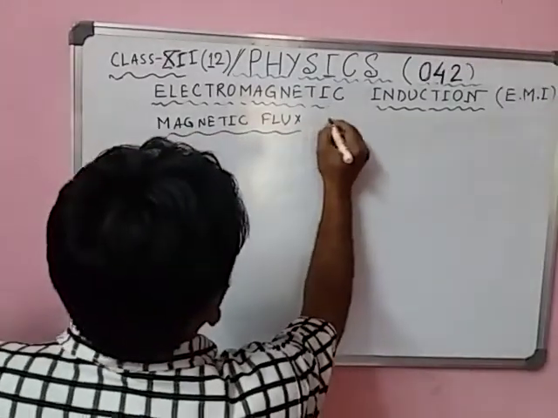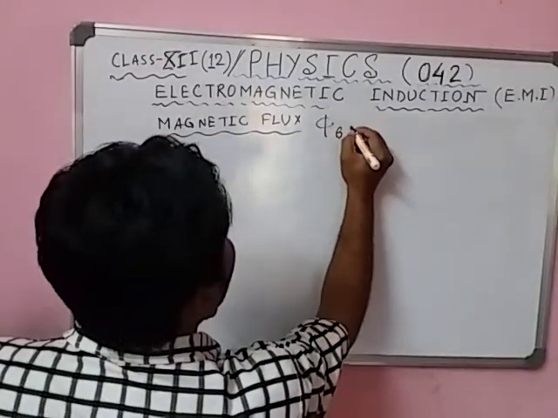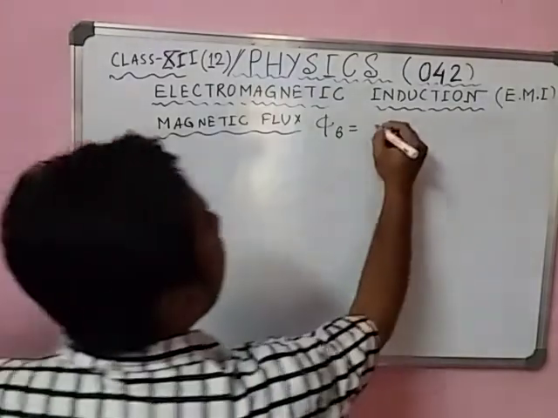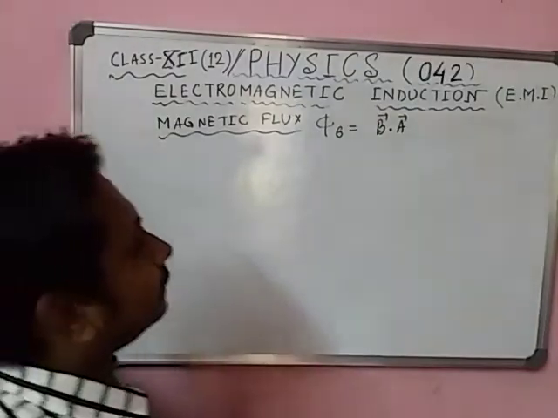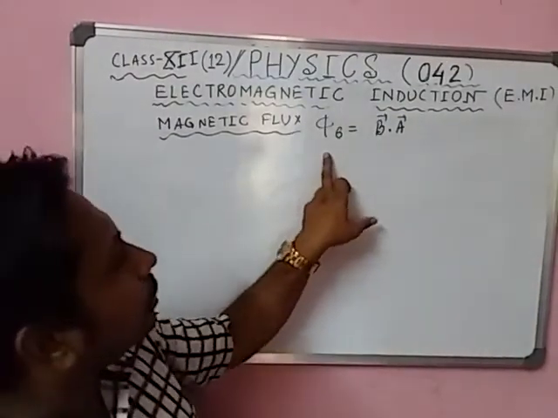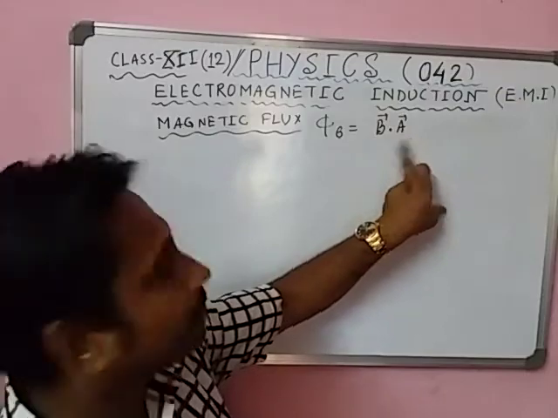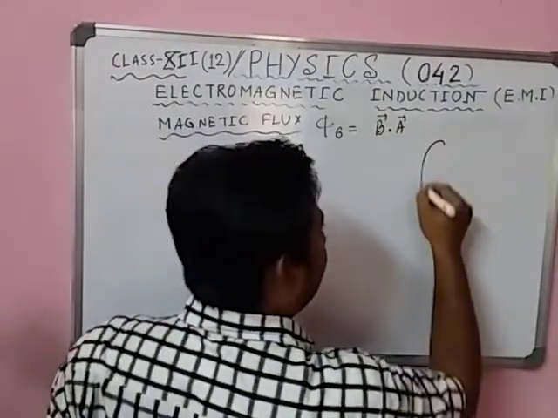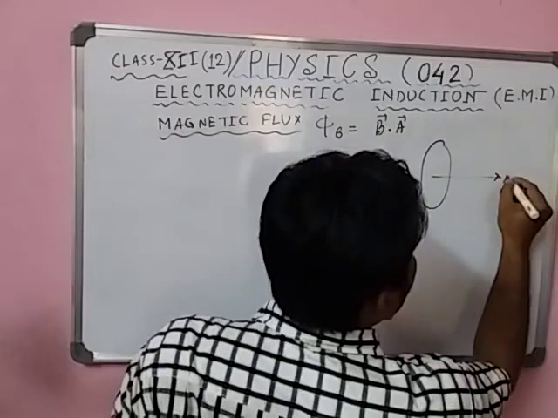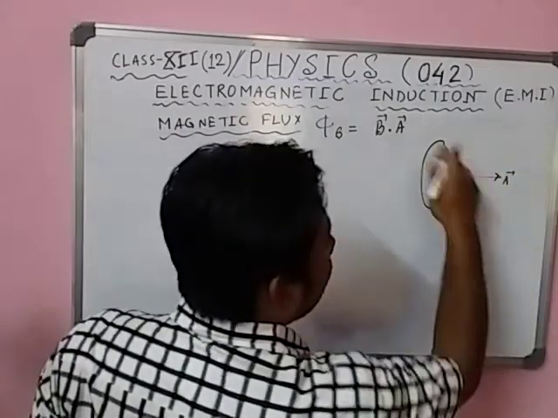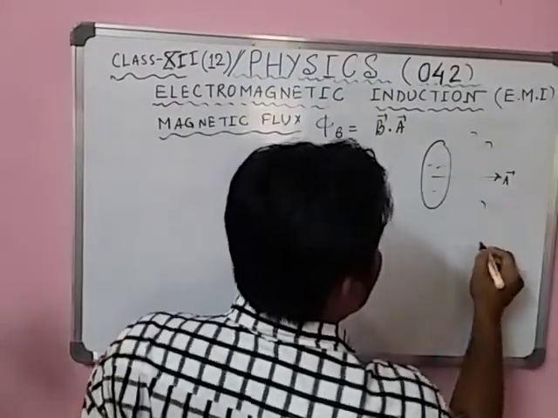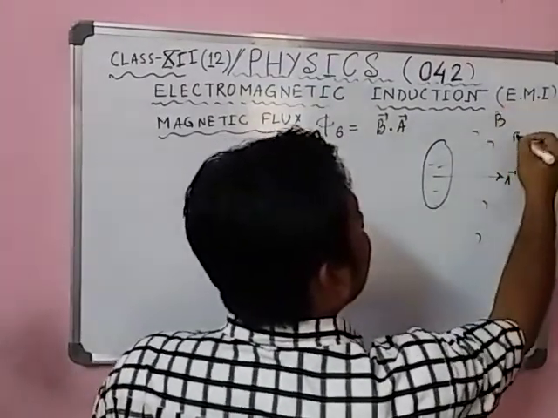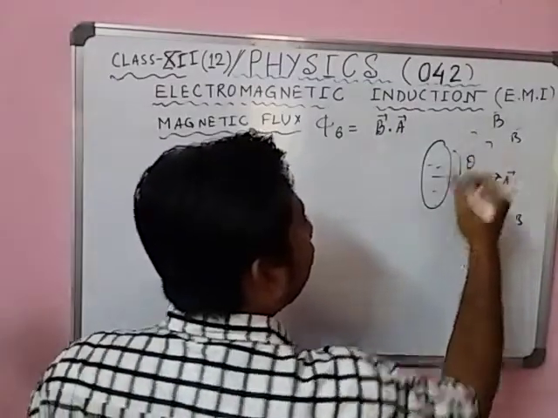Magnetic flux, denoted by phi B, is equal to B dot A. Flux is a scalar quantity, the dot product of magnetic field and area. Suppose you have taken a coil whose area A is in the direction of the normal to the area, and there are magnetic field lines passing through it like this. The angle of B with A is theta.